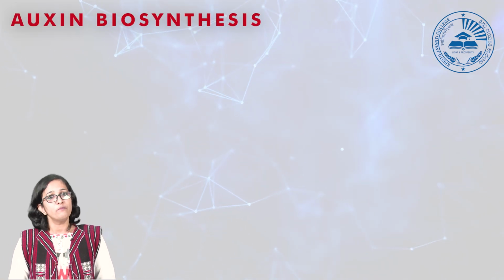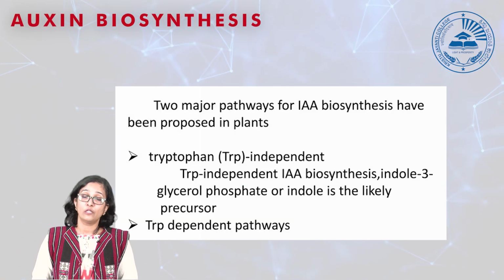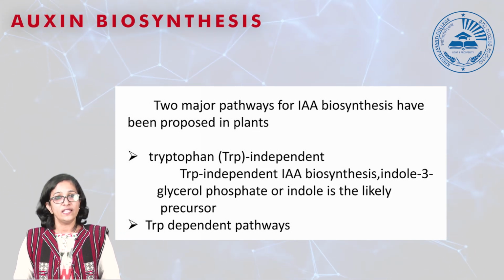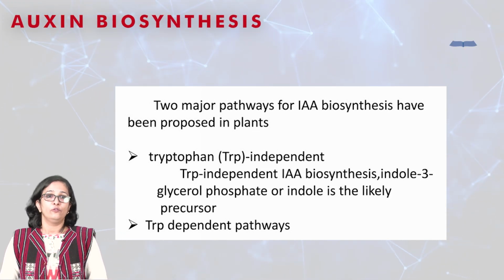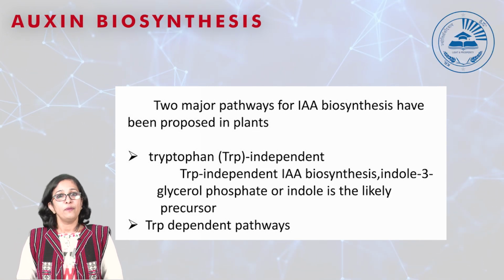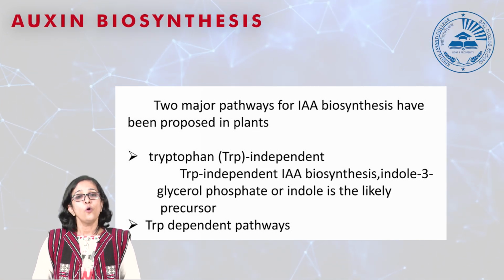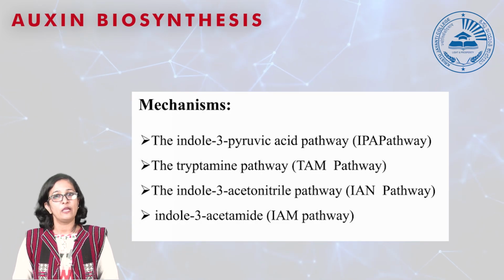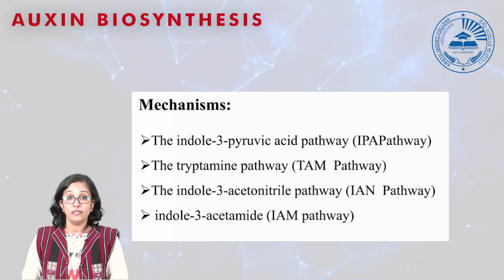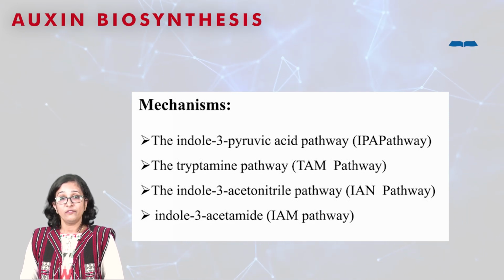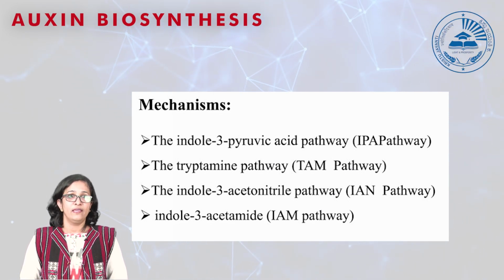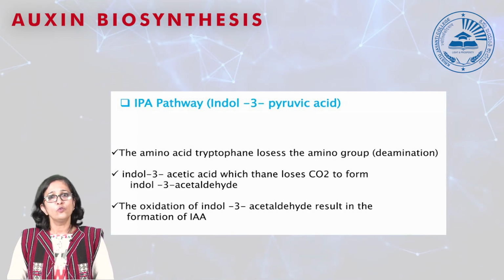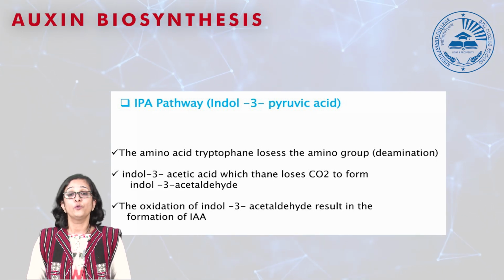And coming to auxin biosynthesis, there are 2 major pathways of indole acetic acid biosynthesis that have been proposed in plants. One is the tryptophan dependent pathway and the second is the tryptophan independent pathway. So auxin biosynthesis mechanisms can be majorly 4, that is indole-3 pyruvic acid pathway, tryptamine pathway, indole-3 acetonitrile pathway and indole-3 acetamide pathway.